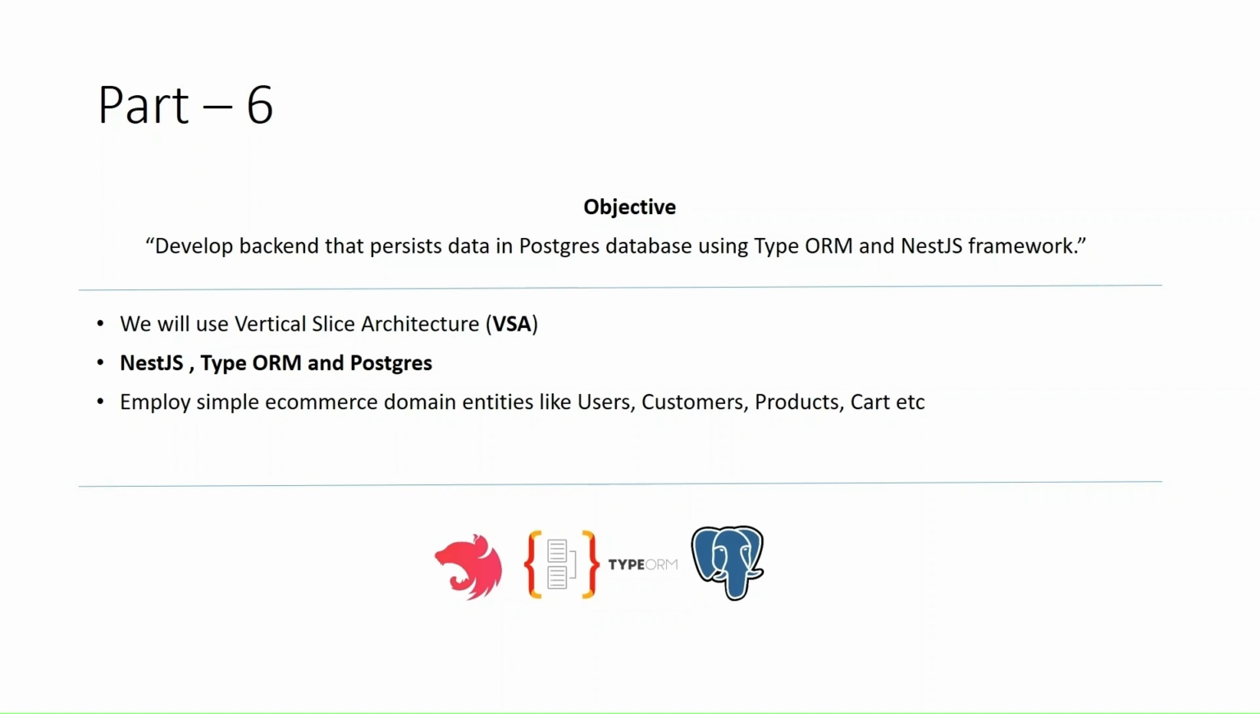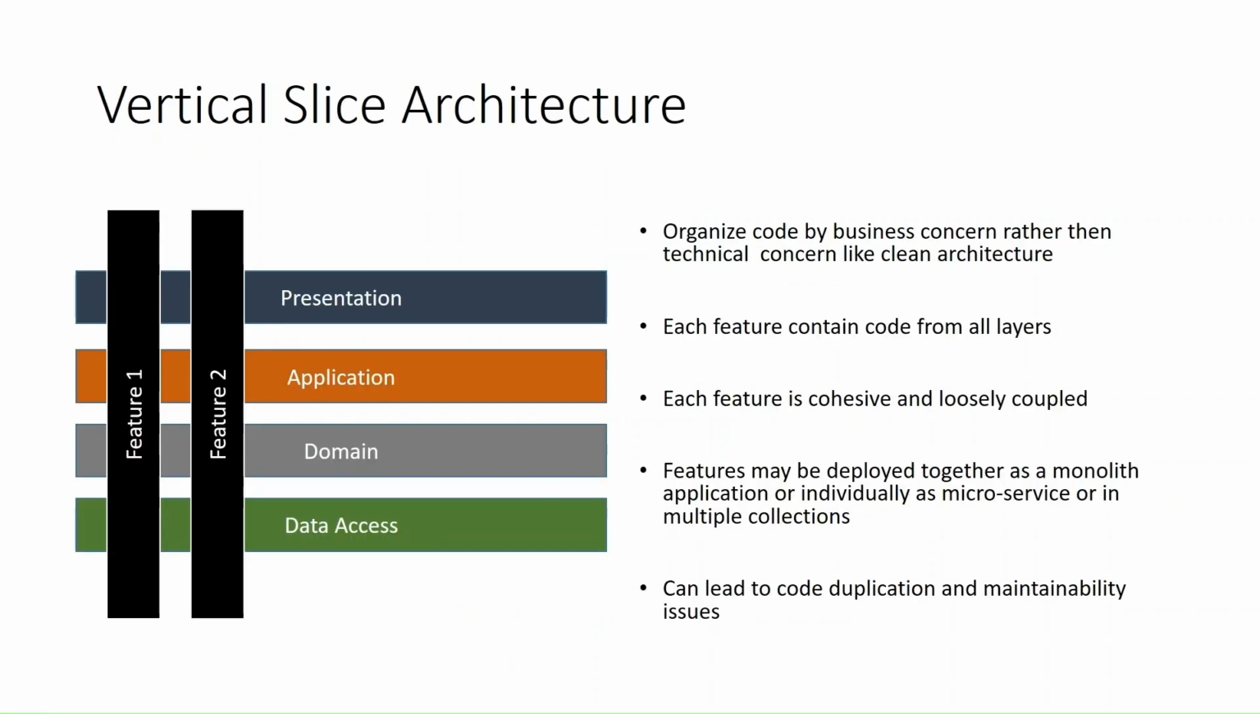Moreover, we will be using vertical slice architecture to organize our files. Vertical slice architecture is another pattern that we can use for organizing our project files, irrespective of the programming language we are using. This architecture organizes the code by business concern rather than technical concern.